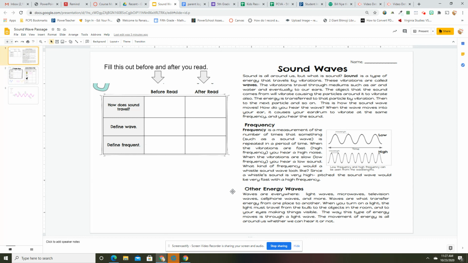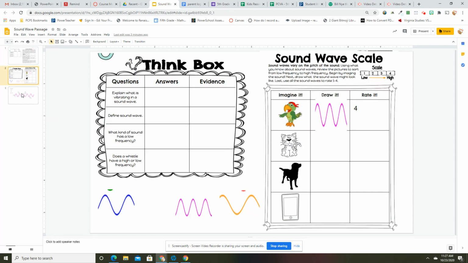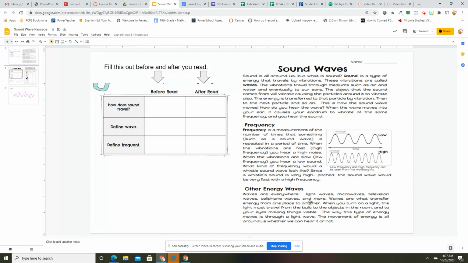All right, so now I want you to go ahead and fill this out after you've read it, and then do these 2 pages, okay? All right, y'all. If you have any questions, let me know.